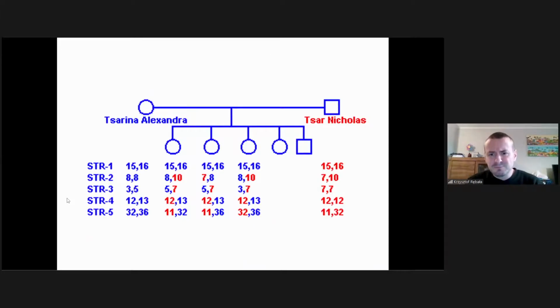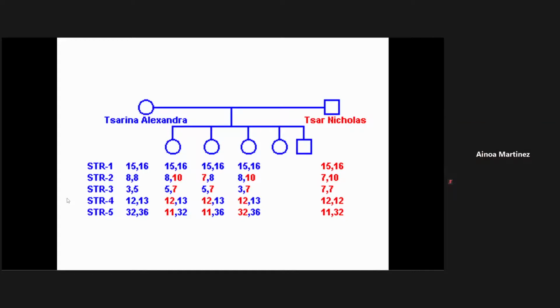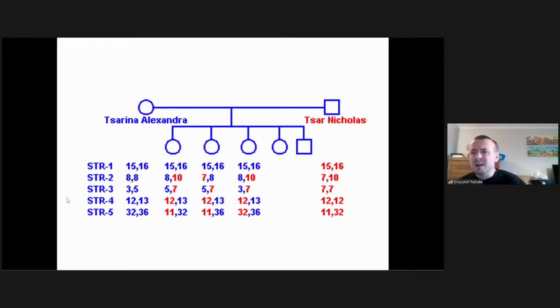Okay, and here is a story concerning genetic identification of the remains of the royal family of Russia. I don't know if you remember from your schools that in 1917 there were two revolutions in Russia. During one of them, the royal family of Russia was murdered.